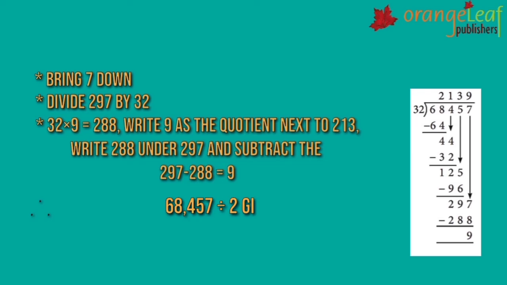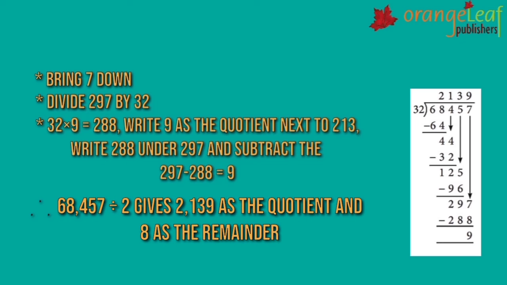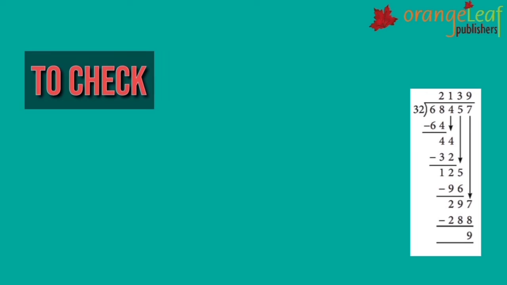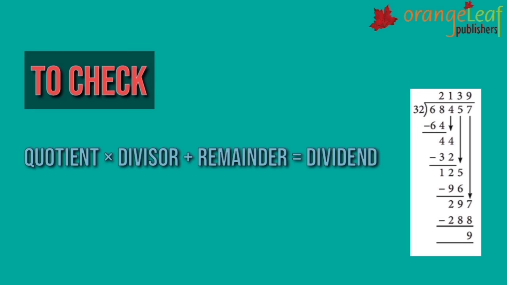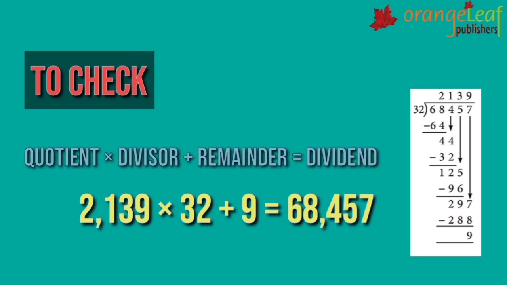Therefore, 68,457 divided by 32 gives 2,139 as the quotient and 9 as the remainder. To check, quotient into divisor plus remainder gives us the dividend. So, 2,139 into 32 plus 9 will give us 68,457.